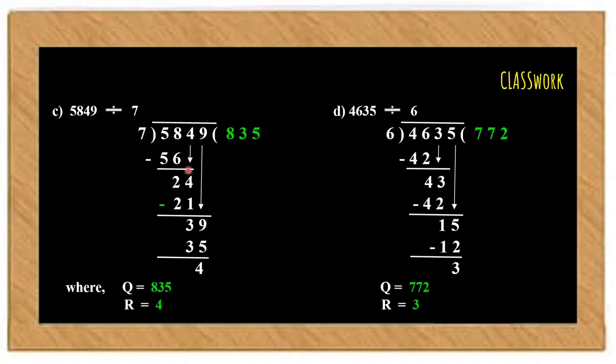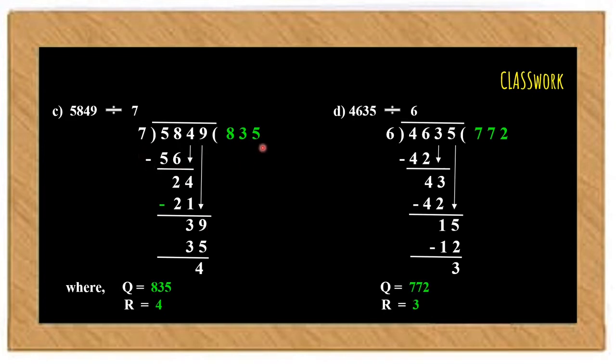We bring down 4 to get the new dividend as 24. 7 multiplied by 3 gives us 21. And when we subtract 24 and 21, we get 3 as the remainder. Further, as this number is a 4-digit number, we need to bring down the last digit, that is 9, again. So, we get the new dividend as 39.